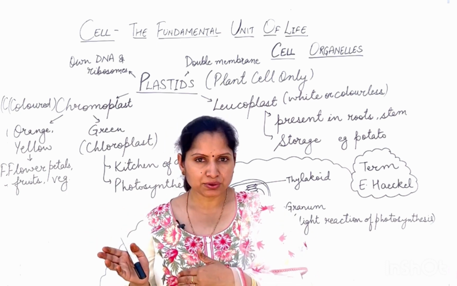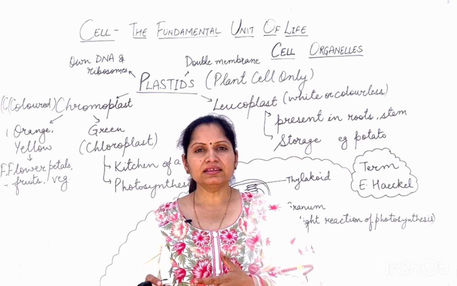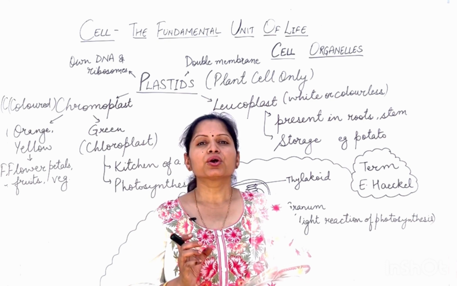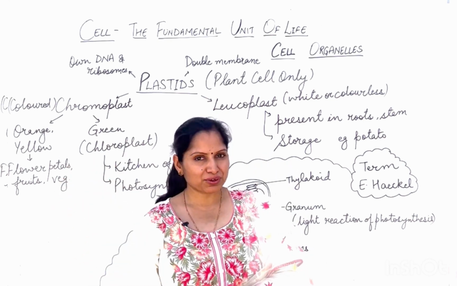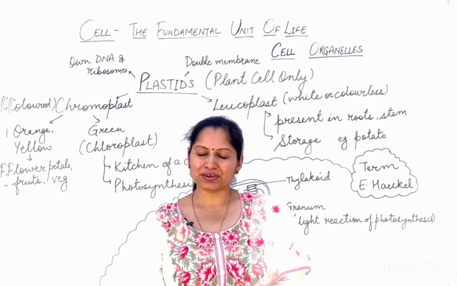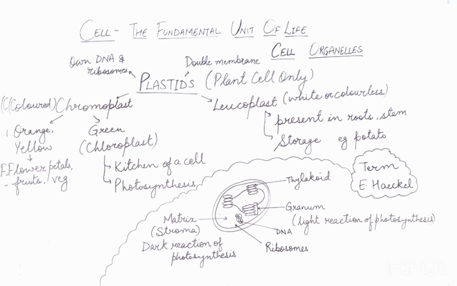It could be colorless, that is leucoplast, or colored, that is chromoplast. If it's colored and the color is green, that is specially known as chloroplast. Okay, the cell organelle which is known as the kitchen of the cell, that is also chloroplast. So I'll just shift aside, you can take a screenshot.